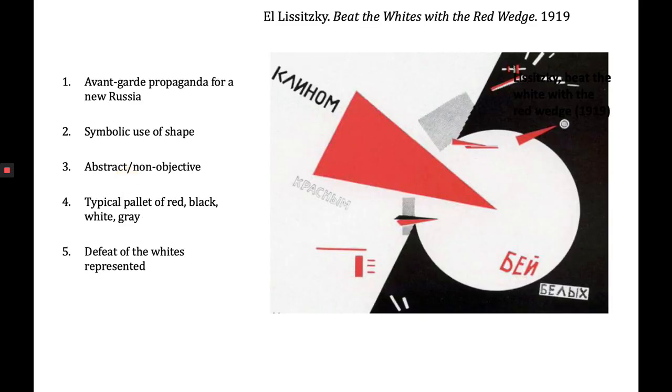by the past. Here we see some use of communist influence within the art to beat the whites with the red wedge. The whites we've talked about in the previous lecture were the ruling party because Nicholas II abdicated his throne. He wanted nothing to do with it. He kind of saw the writing on the wall and didn't want to be the czar of Russia anymore. And so the whites then took over. And here we see the red wedge, which is a representation of communism beating the whites.